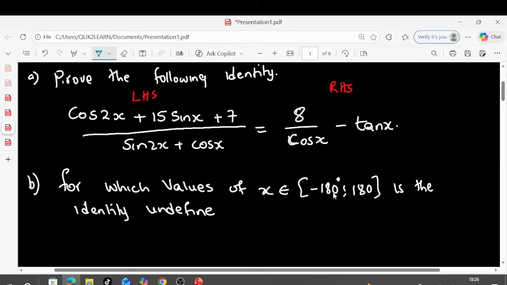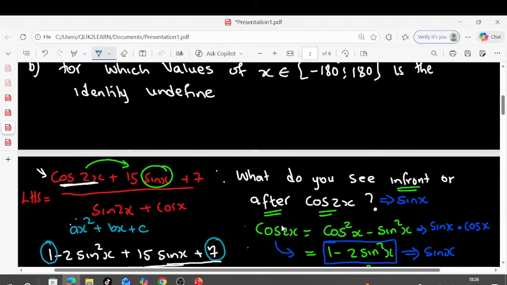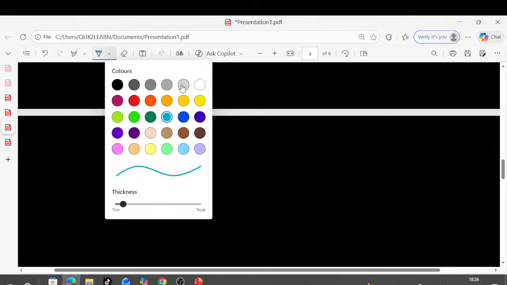Don't worry. So now they say that for which values of x is this undefined. Remember, when we talk about undefined, now I just want to remind you. Let me remind you something, guys.